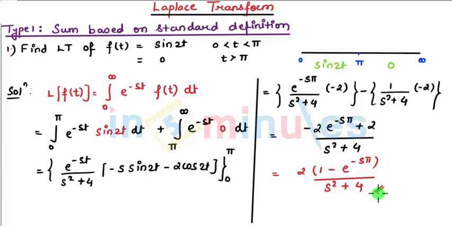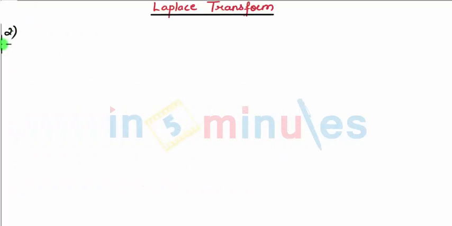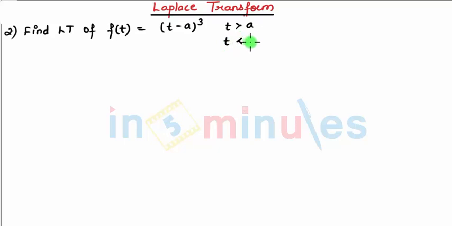We'll do one more sum on this. My second sum is to find the Laplace transform of f of t equal to t minus a the whole cube, valid for t greater than a. When t is less than a, my function is 0. So we need to find the Laplace transform again.